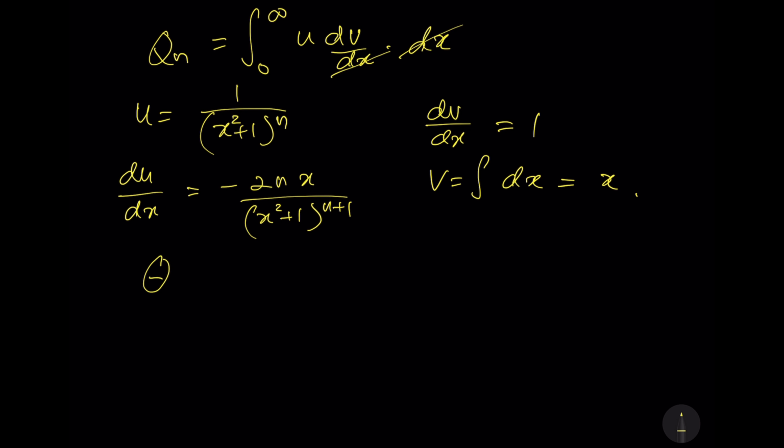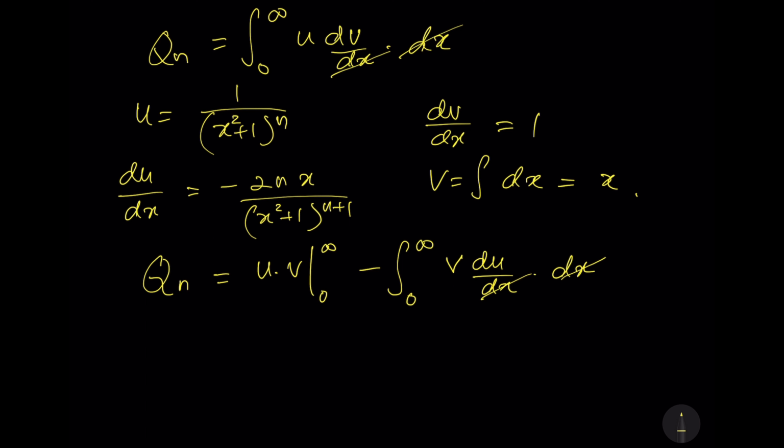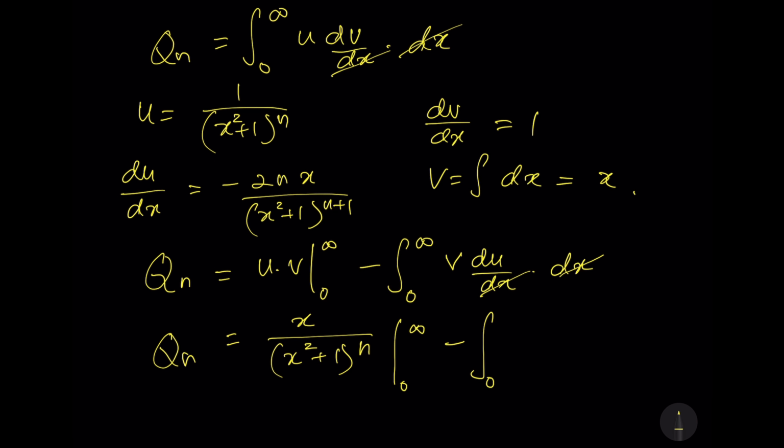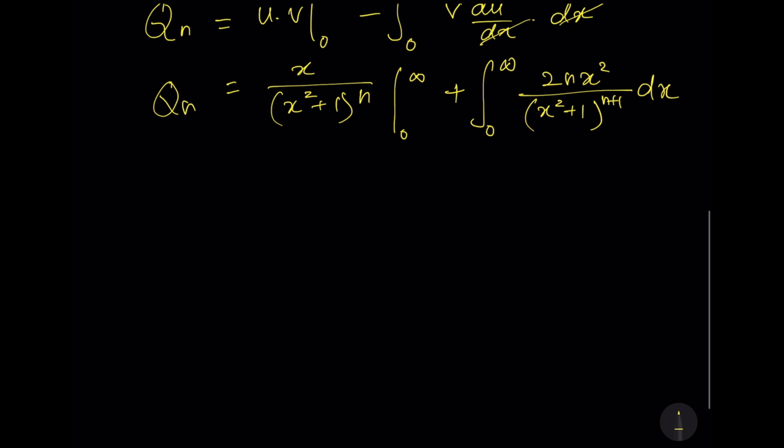From here, we can rewrite Qn as uv for x equals 0 and infinity, minus the integral from 0 to infinity of v multiplied by du over dx, and then dx. Of course, some say the dx shall be just cancelled. This is equal to x divided by (x squared plus 1) to the power n for x equals 0 and infinity, minus the integral from 0 to infinity of negative 2nx squared divided by (x squared plus 1) to the power n plus 1 dx. Here we can simplify the negative to just positive.